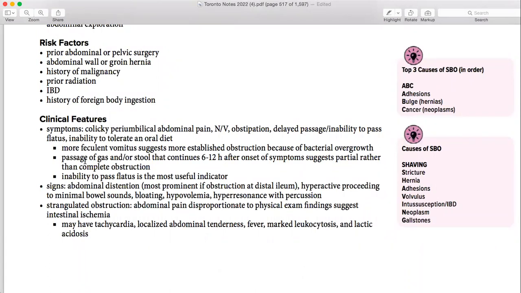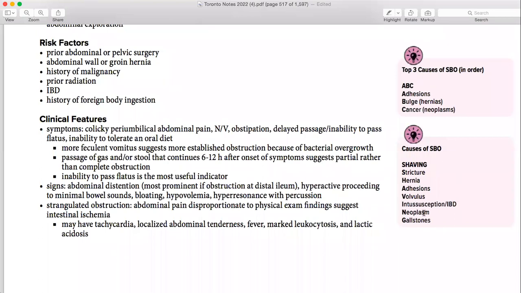So on the presentation, if somebody has a chronic obstruction, she might have developed a tolerance to it. So she might not present in emergency; he might present in the clinic and you do some ultrasound. So you get to know, yeah, this is not an acute one, or this is a chronic one. On the basis of the presentation and the ultrasound, you can find out what is going on. Frequent vomiting suggests a more established obstruction, and passage of gas that continues for 6 to 12 hours after onset of symptoms suggests partial rather than complete obstruction. So this is something you can remember, how partial differs from complete. Inability to pass flatus is the most useful indicator.